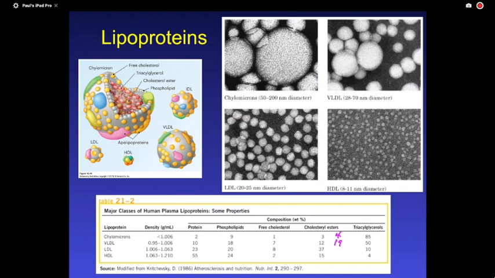In the LDL, what we see is lots of protein, lots of phospholipids, but look, 8% free cholesterol and 37% cholesterol esters, so that is 45. 45% of that particle is cholesterol. 10% is fat. The HDL goes down to a total of 17% cholesterol. So the one particle that has a lot of cholesterol in it is the LDL.